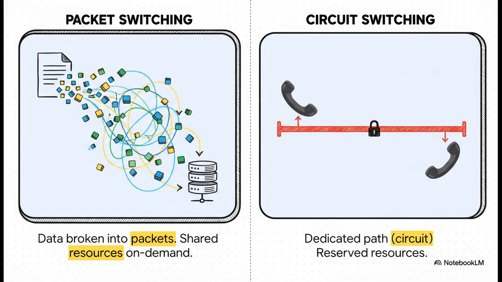You've got packet switching on one side. That's the internet's way. It's all about being flexible, sharing resources as needed, on demand. Then on the other side, you've got circuit switching. This is the old school, traditional way, where you actually reserve a dedicated private lane just for your data.